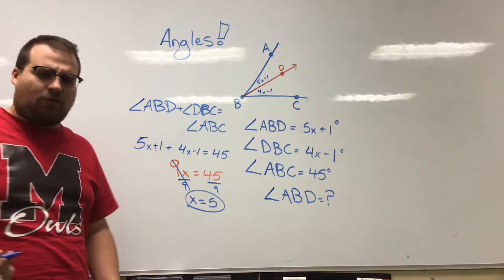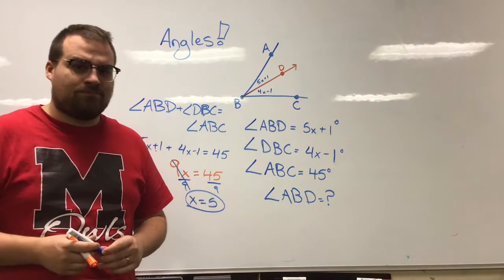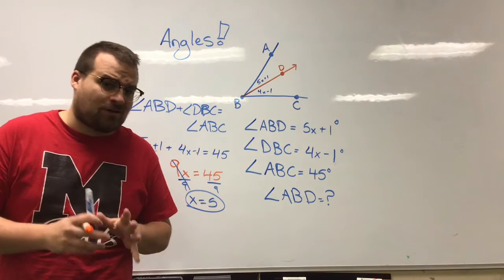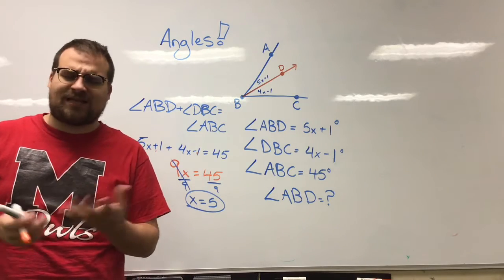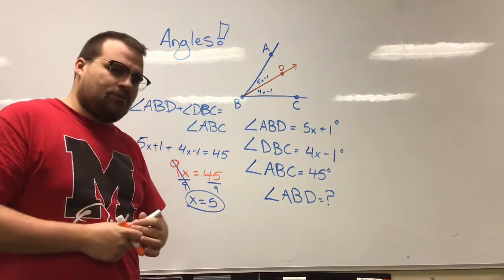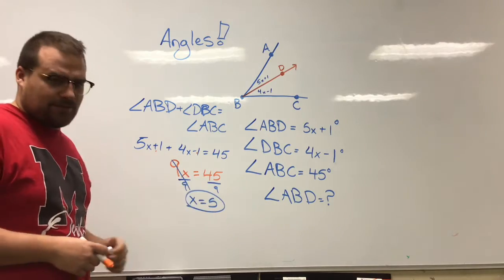Now does that answer my whole problem? Is this like 5 degrees or something? No. I wasn't looking for x as my final answer, right? Like I needed to find it, but that's not the goal. The goal was to find out what is ABD. So how can we use the information we found to figure out the answer to that?